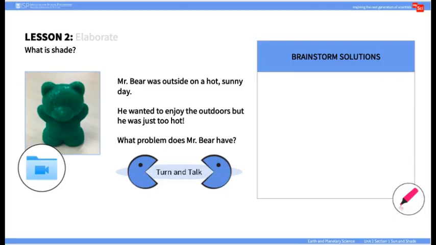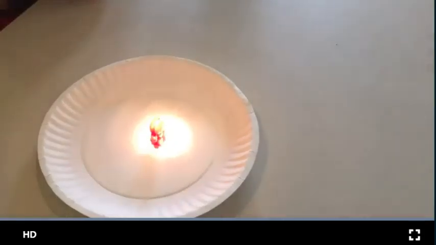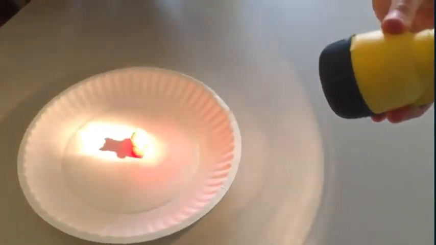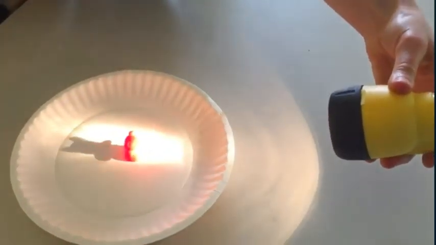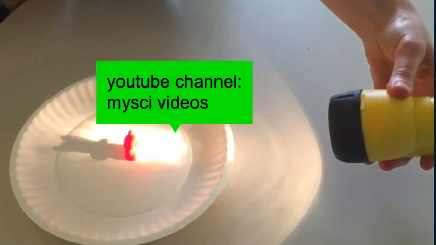In the Elaborate portion of the lesson, students will use Mr. Bear to make a shadow and change the length of that shadow. Demonstrate, if necessary, holding the flashlight level with the table and then bringing it slowly overhead. Do this several times and then have the students duplicate your effort. Note in this tutorial video how the shadow gets longer. Tutorial videos are available for further viewing on our website and on our YouTube channel, mySci Videos.